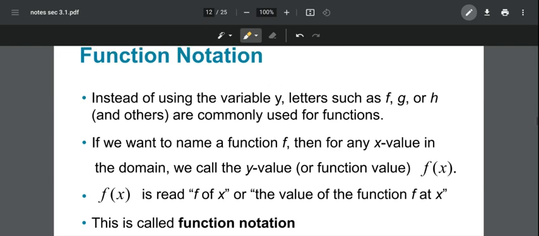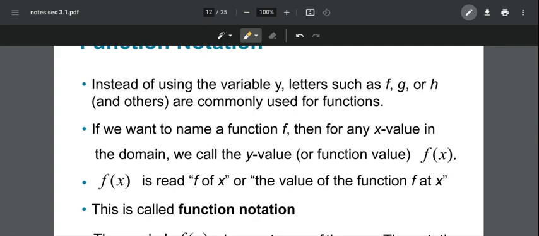So function notation: instead of using variable y, we use letters such as F, G, or H, and others, but F is the most popular. They will represent the name of the function. If we want to name a function f, for any x value in the domain, we call the y value the function value. So we use the function notation f of x, which can be g of x, or h of x.